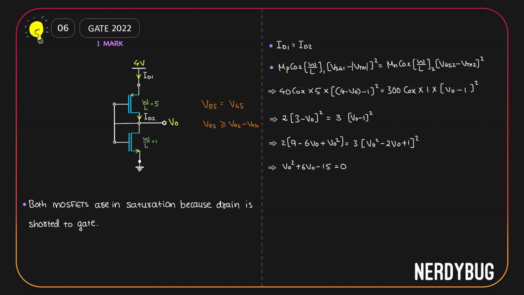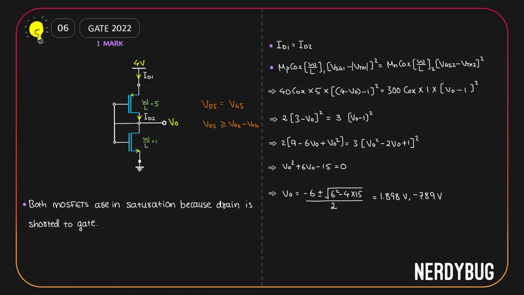To find the value of V0, we can do this. V0 is negative B plus or minus root of B square minus 4AC divided by 2A. That gives us two possible values of V0. They are 1.898 volt and minus 7.98 volt.